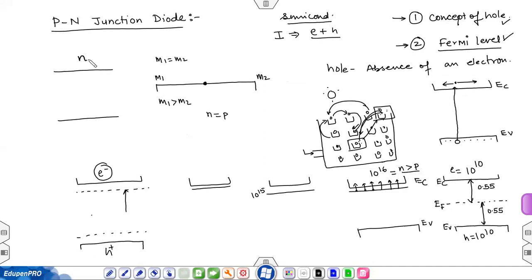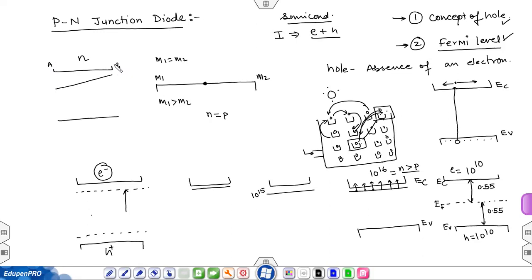Let's say this is an N-type semiconductor, and let's say this is the Fermi level. Can you tell me what is the meaning of this semiconductor? Let's say this is the A end of the semiconductor, and let's say this is the B end of the semiconductor. There is a gradient. Yes, definitely. There is a non-uniformity in the doping.